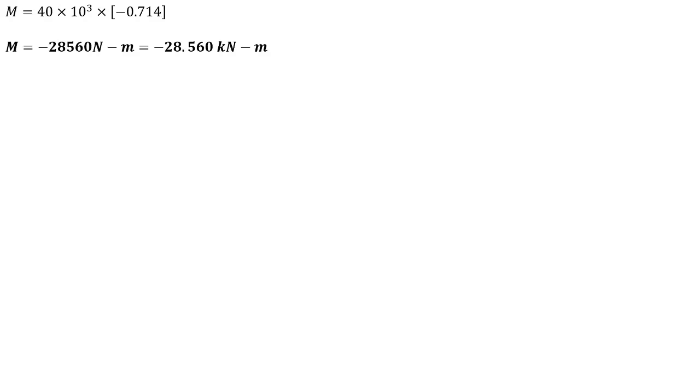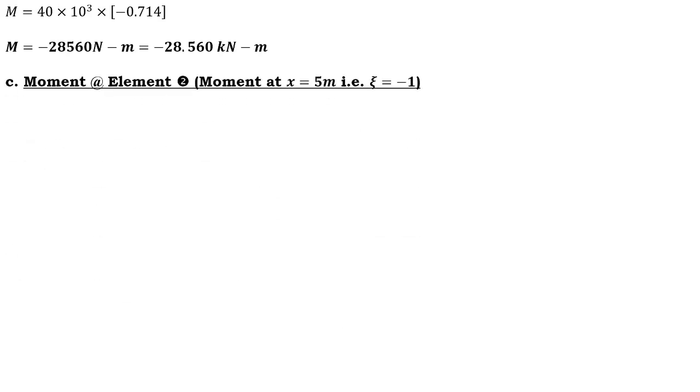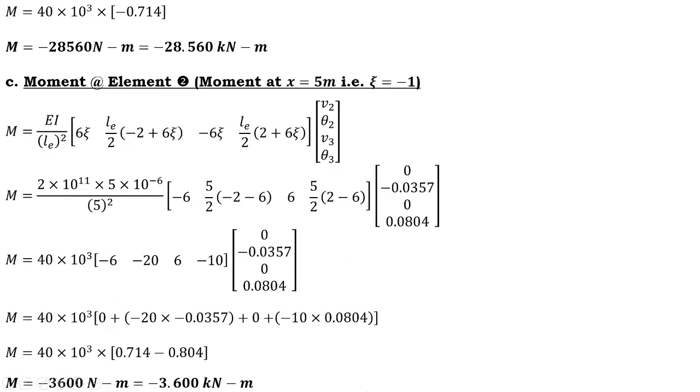Now I need to do the same thing for the second element. When I start the second element, there x is equal to 5 meter, and for the second element it becomes zeta is equal to minus 1. Therefore, in the moment equation, please remember I need to substitute the 4 displacements associated with the second element, because now I am calculating the moment in the second element. The 4 displacements associated with the second element are v2, theta 2, v3, theta 3, that I have substituted here. In the same way, the value of EI and L square I have substituted, and wherever zeta, I have substituted the value as minus 1. So that is what I have done here.